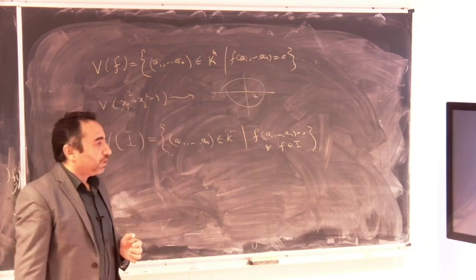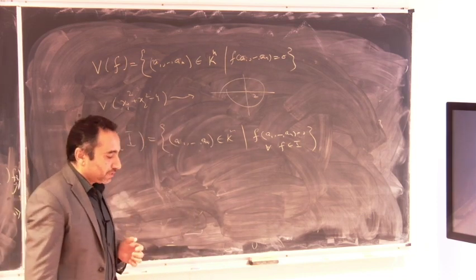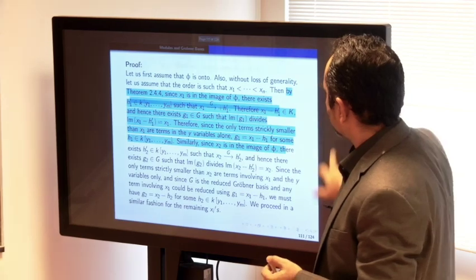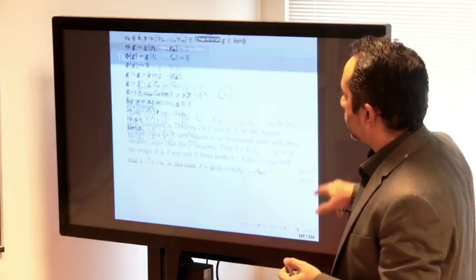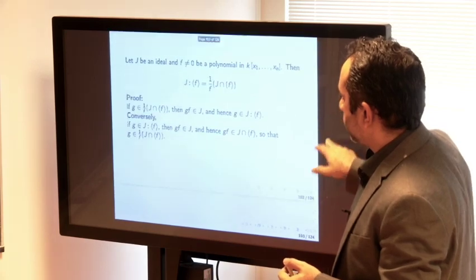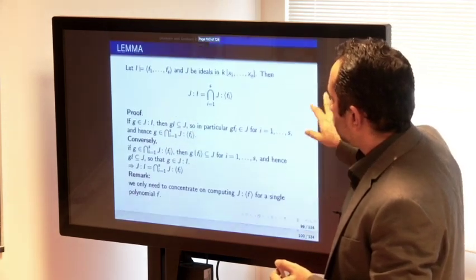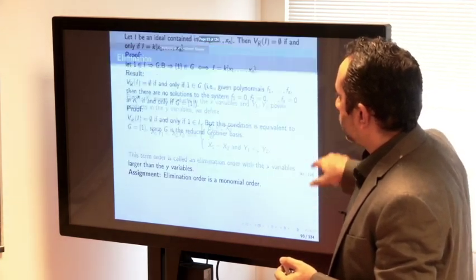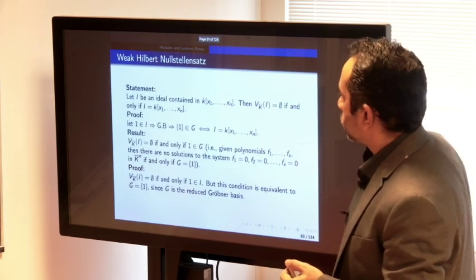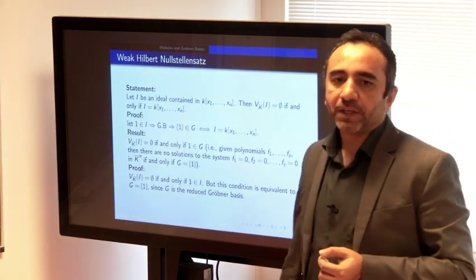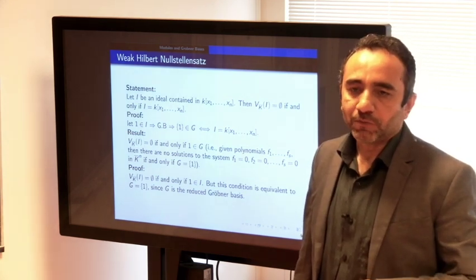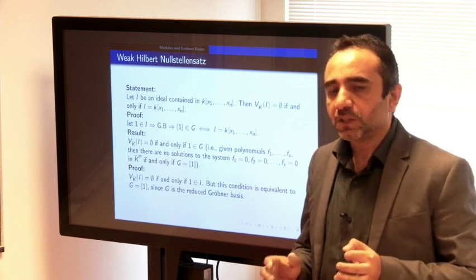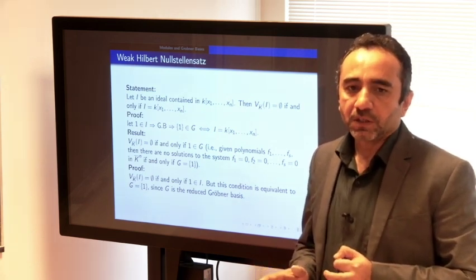So this is the definition of variety, and we have a result using the Gröbner basis. That result states that the variety of I is non-empty if and only if... so we say that we have an ideal I in k[x0, ..., xn]. We say that its variety V(I) is the empty set if and only if I is equal to the whole ring.